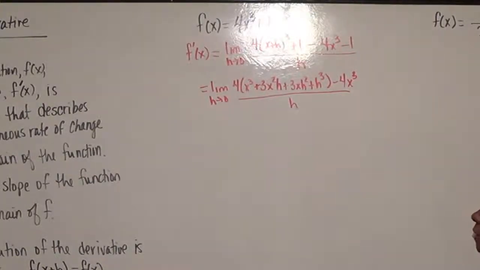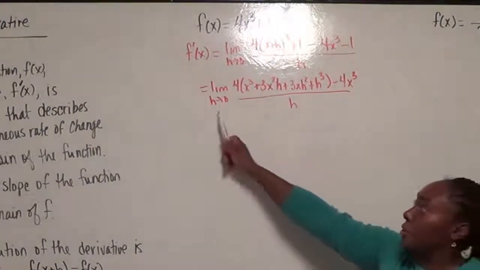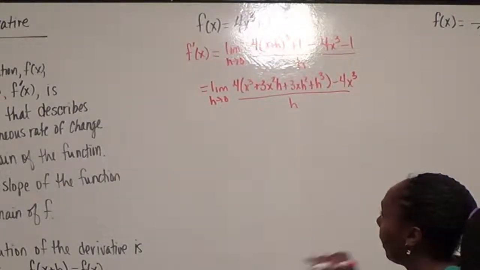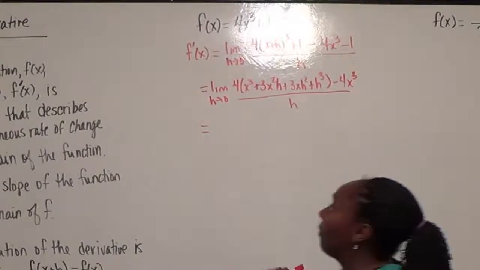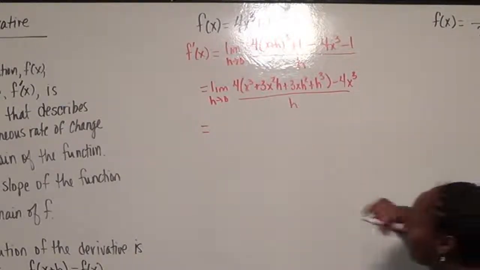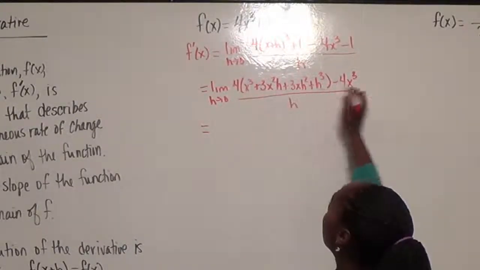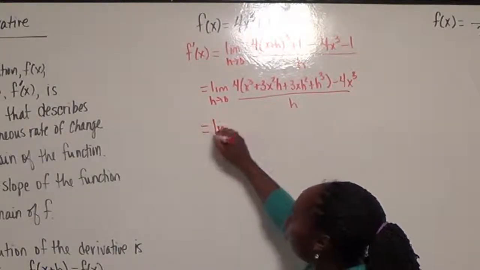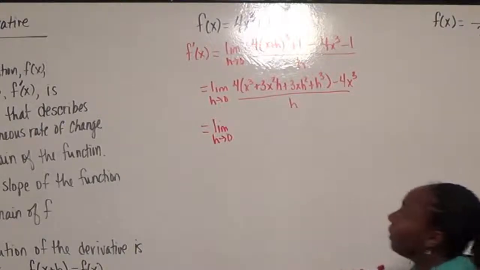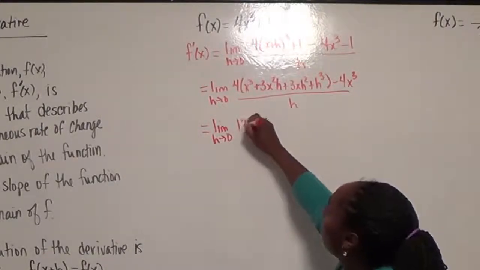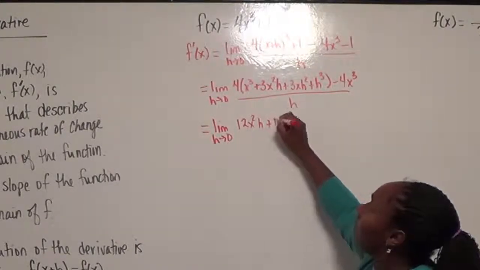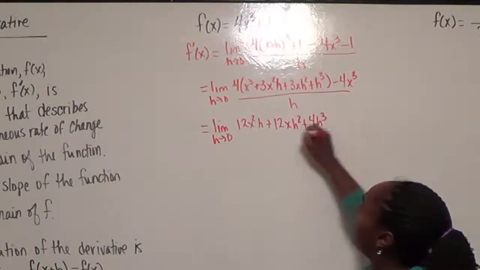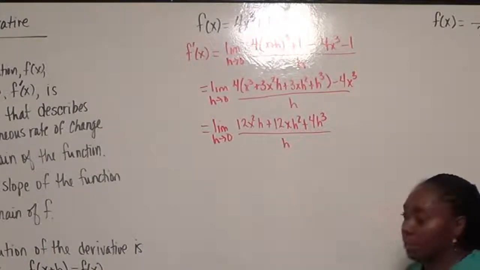Now again, we have to keep simplifying because we still have the h in the denominator. And as h goes to 0, that becomes undefined. So again, we need to work to get that h out of there. So now we can distribute and combine some like terms. So notice our 4x cubes will go away. And we're left with 12x squared h plus 12x h squared plus 4h cubed all over h.